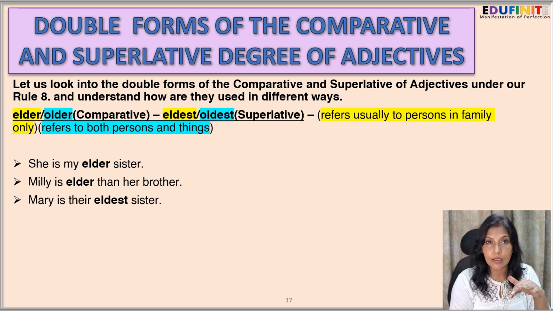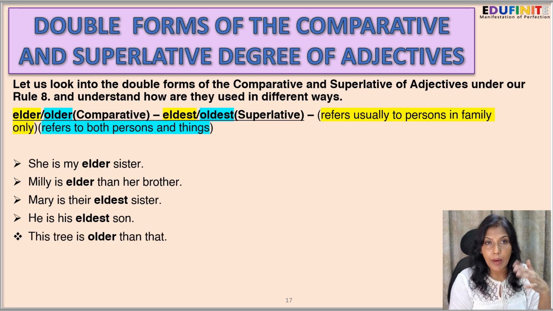So among her sisters, Mary is the eldest. That means her age is the most. Next, he is his eldest son. So among his sons, he is the eldest.